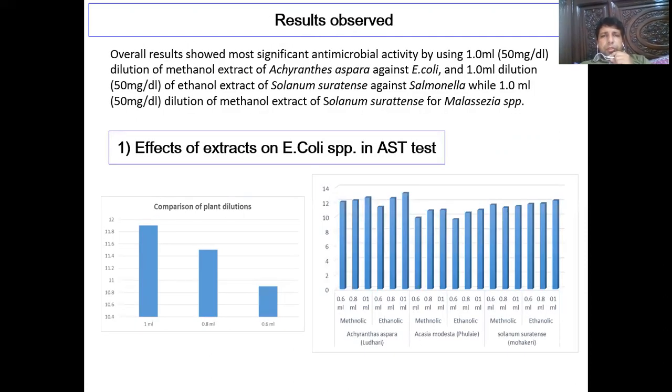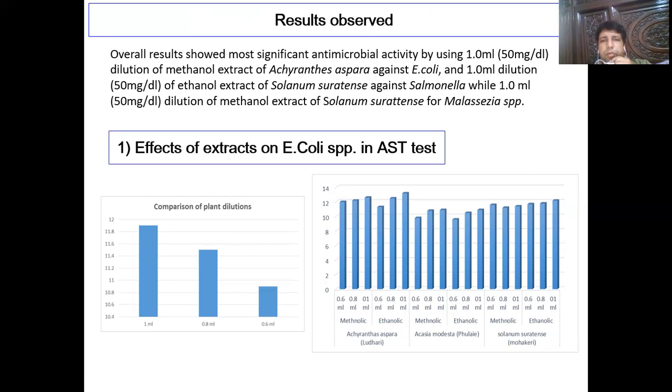Importantly, when we discuss results broadly, the 1 ml dilution of methanolic extract of Acanthus aspera gave the best result against E. coli, while the 50 milligram per ml, meaning 1 ml dilution, of ethanolic extract of Solanum surattense gave maximum results, zone of inhibition, in the antimicrobial sensitivity test against Salmonella, while the methanolic extract of Solanum surattense gave maximum results against Malassezia species.